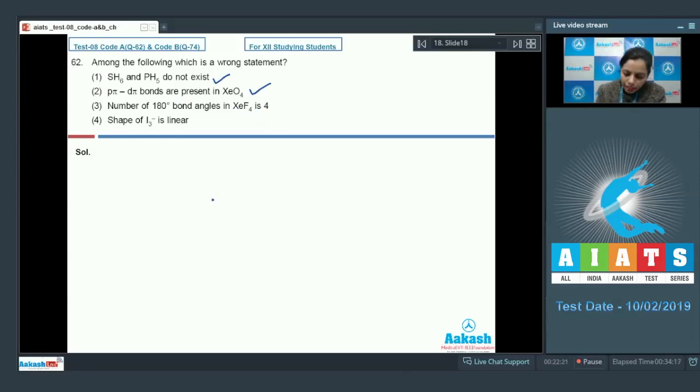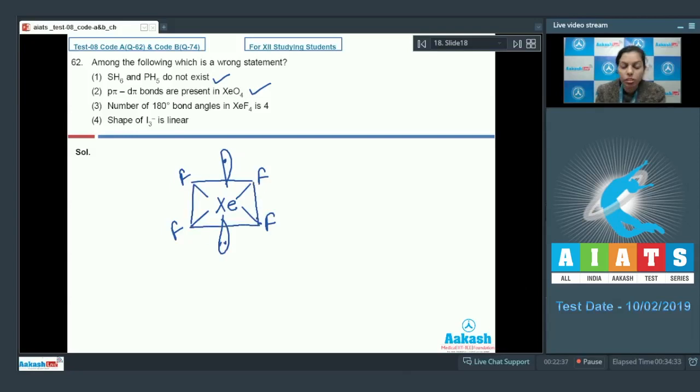If we talk about XeF4, it's a square planar molecule in this way. And there are 2 lone pairs in the p orbitals in this way. This is the shape of this XeF4. In this case, there are 2 bond angles of 180 degrees present. So this statement is the wrong statement.